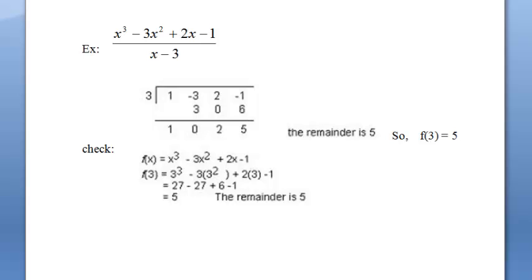Basically, you can do long division with polynomials or synthetic division. It's up to you. Or synthetic substitution is another way instead of plugging the value into the equation. Sometimes when you plug a value into the equation, it gets a little bit tricky, especially if the powers are large. With synthetic substitution, you can just use synthetic division. Whatever the remainder is, that's the answer you would have gotten when you plug that number in.